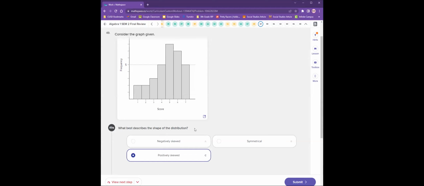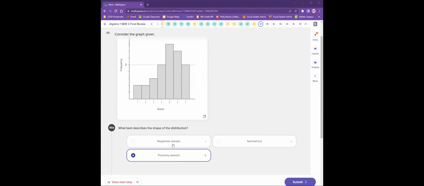Think about the direction of the tail. That's the best way to answer it. It is not positive. It depends. Sorry, I can't see what I'm clicking. It is negatively skewed. The tail is going to the left. Yeah. Left skew, negative skew.